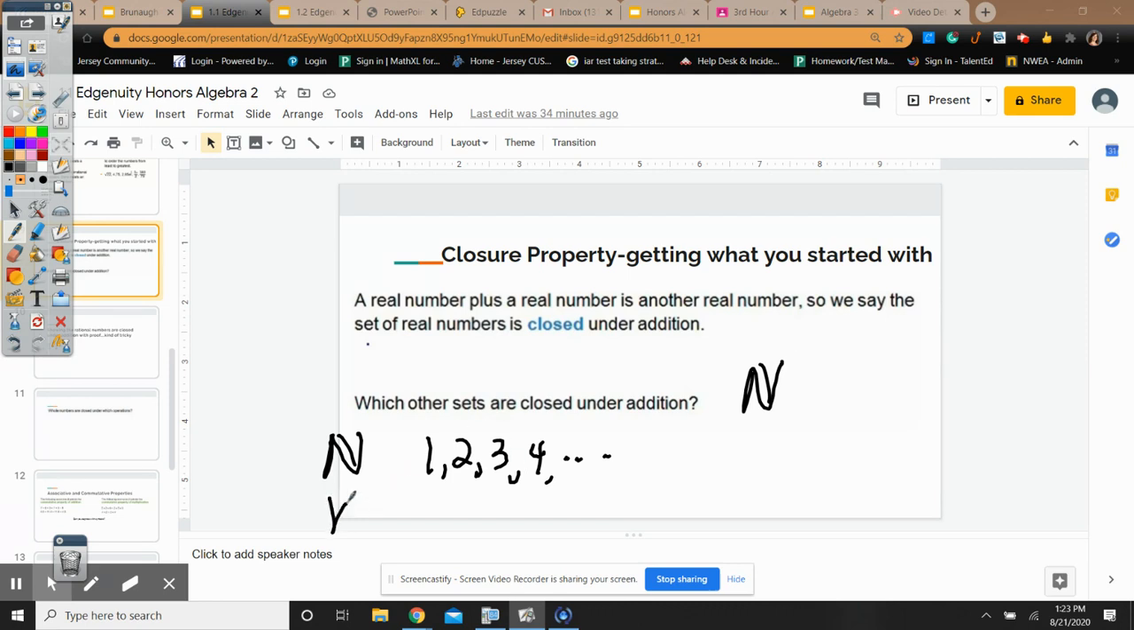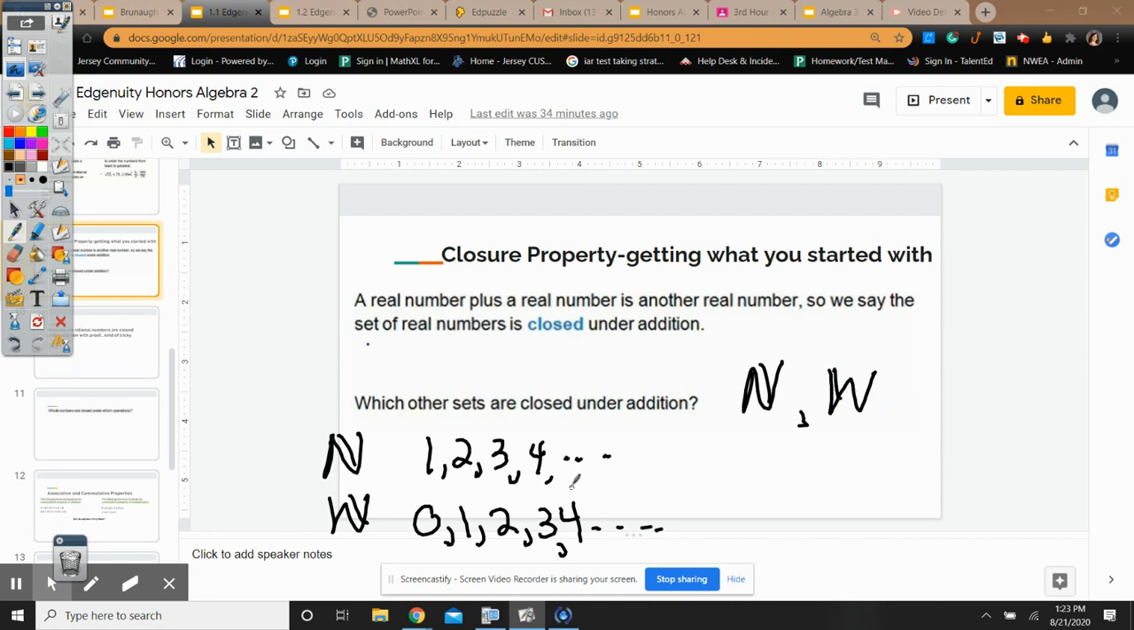How about the whole numbers? Are they closed under addition? Well, what do we have here? We have 0, 1, 2, 3, 4. If I add any of those numbers, will I get another number such as that? And the answer is yes. The whole numbers are closed under addition.